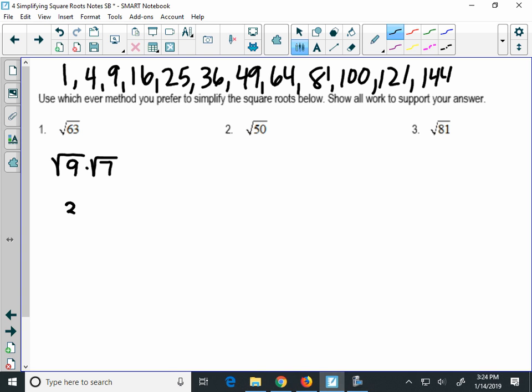The square root of 9 breaks down to 3. The radical 7 does not break down. So you are done. You can check your answer. I'm not going to check all of these, but you can check your answer on Desmos if you'd like.